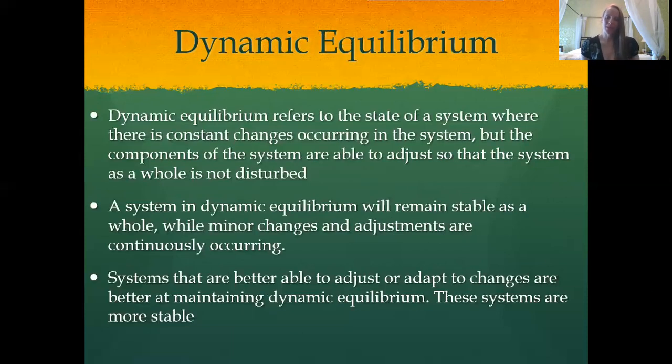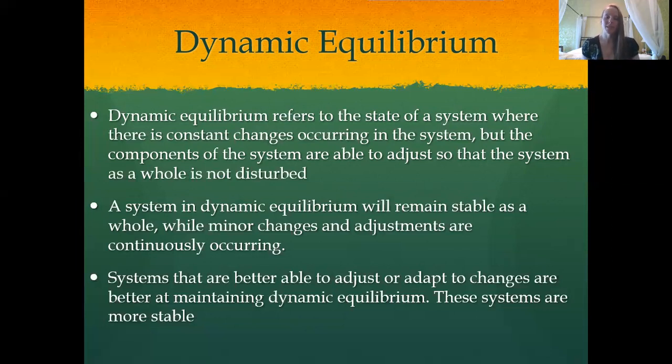Okay, dynamic equilibrium refers to the state of a system where there are constant little changes happening, but the components of that system, or the ecosystem in this case, are able to adjust so that the ecosystem as a whole isn't disturbed. So if an ecosystem is in dynamic equilibrium, that ecosystem can remain stable while making these minor little changes and adjustments.